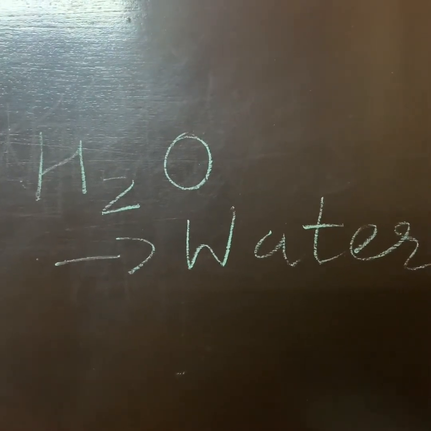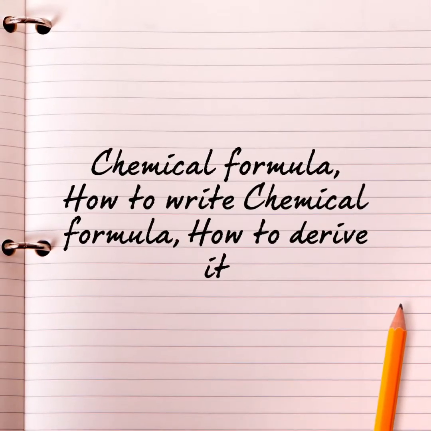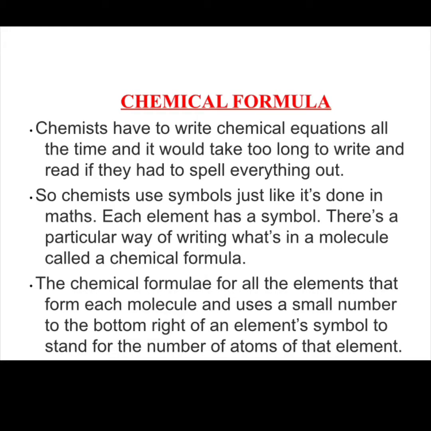What are the steps of deriving chemical formula of a compound? Chemists have to write chemical equations all the time, and it would take too long to write and read if they had to spell everything out. So chemists use symbols just like it is done in maths. Each element has a symbol. There is a particular way of writing what's in a molecule called a chemical formula. The chemical formula shows all the elements that form each molecule and uses a small number to the bottom right of an element symbol to stand for the number of atoms of that element.